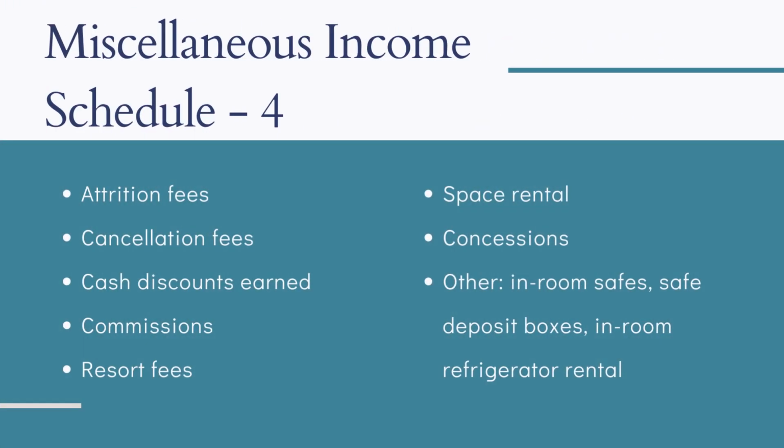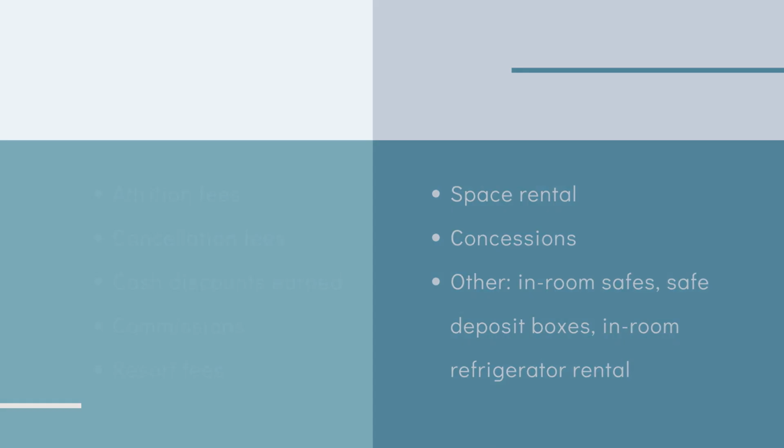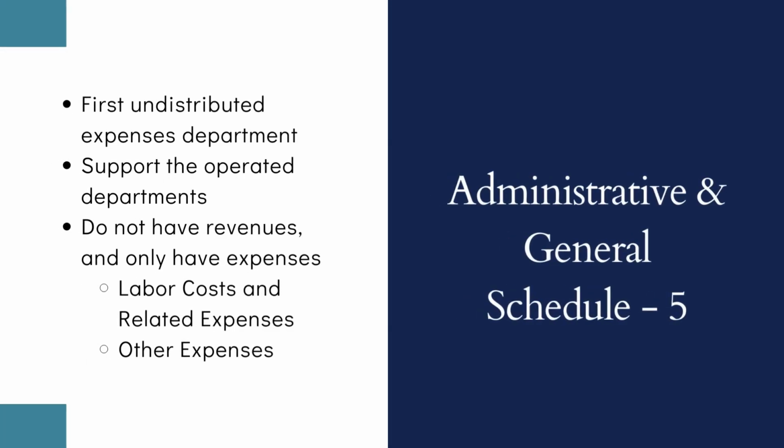This schedule presents a unique case, delving into miscellaneous income items that warrant reporting on a net basis. Within this category, we encounter an array of diverse income streams, including attrition fees, cancellation fees, earned cash discounts, commissions, resort fees, and more. It's like a curated collection of revenue sources that break away from the conventional mold. Progressing to Schedule 5, Administrative and General.